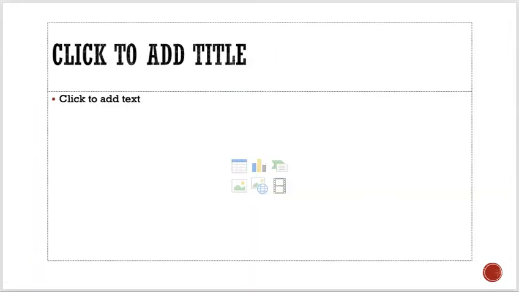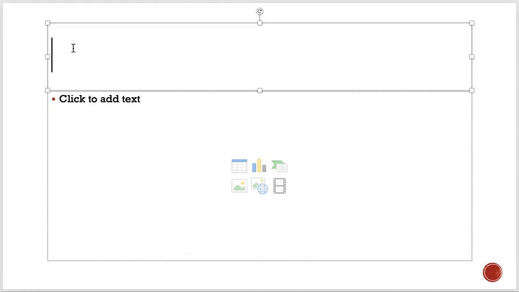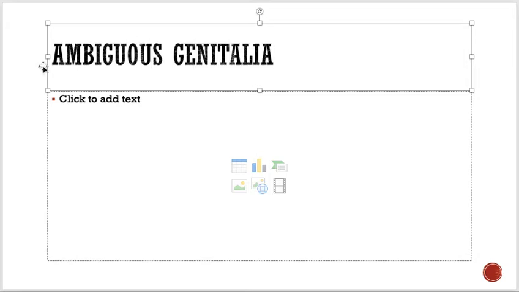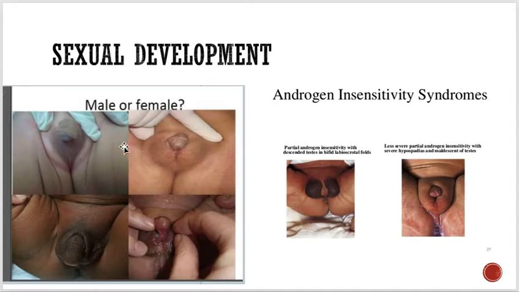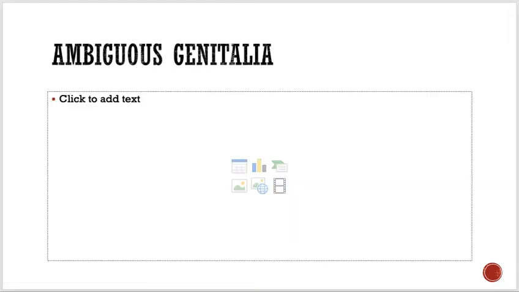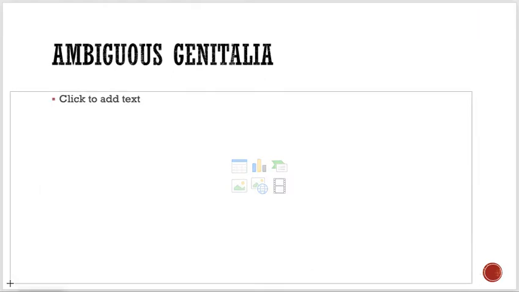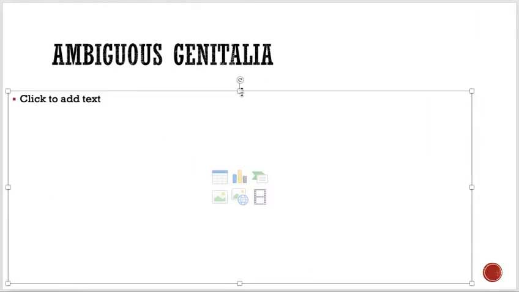Now, when someone has genitalia like this, what do we call it? Ambiguous genitalia. You cannot appreciate whether it's male genitalia or female genitalia. It's hard to differentiate, so we call it ambiguous genitalia. Now, what is ambiguous genitalia?